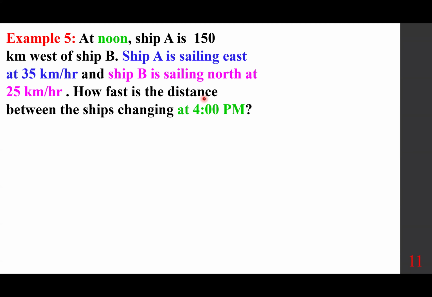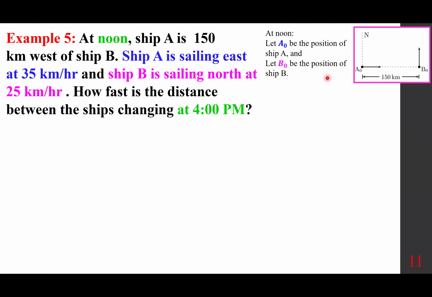So first, the setting. This is an example that cannot be done, it's impossible to do without the setting. So at some point it starts, and ship A is going to the right, or east, and the other one is going up, or north. So here's what we have. This is the north side.